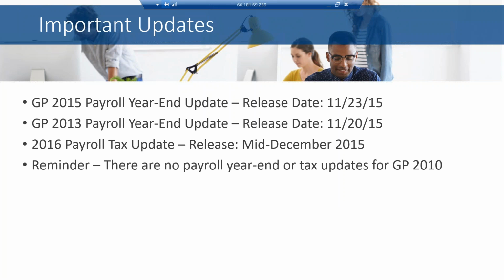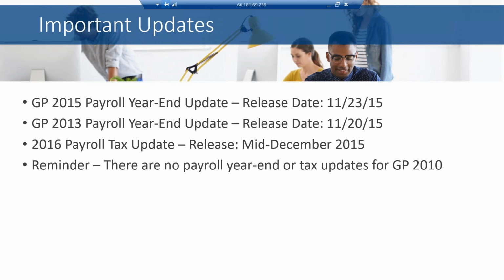So a couple things I wanted you to know. The GP 2015 payroll year-end update has been released, and you can load this now anytime before the end of the year and before you build your year-end wage file. It was released on the 23rd of November. The 2013 version of the payroll year-end update was released on the 20th. So if you're on 2013 or 2015, these updates have been released and are ready for loading at any point prior to building your year-end wage file.